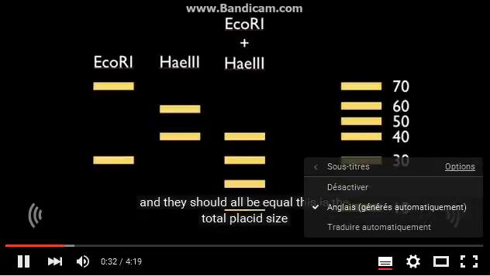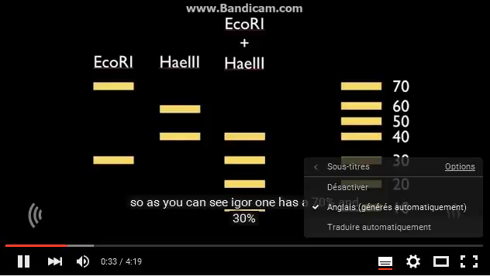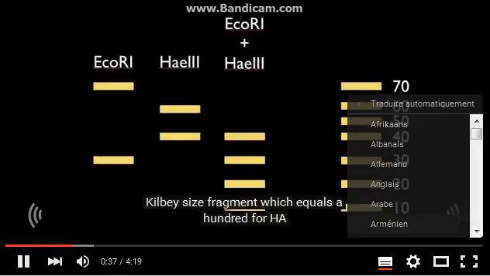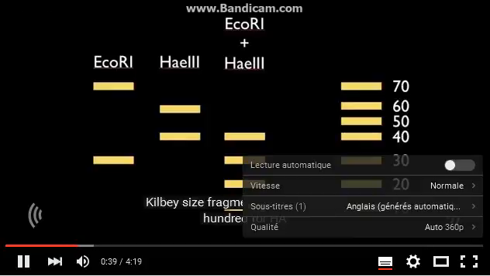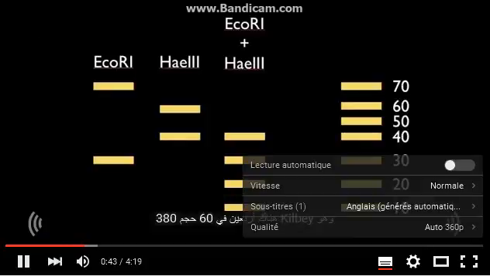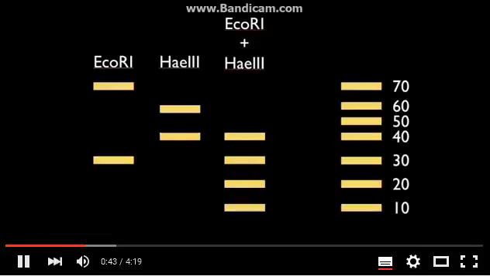So as you can see, EcoR1 has a 70 and a 30 kilobase size fragment, which equals 100. For HAE3, there's a 40 and a 60 kilobase size, which is another 100. And then for the double digest, there's a 40, 30, 20, and 10, which altogether equals 100.